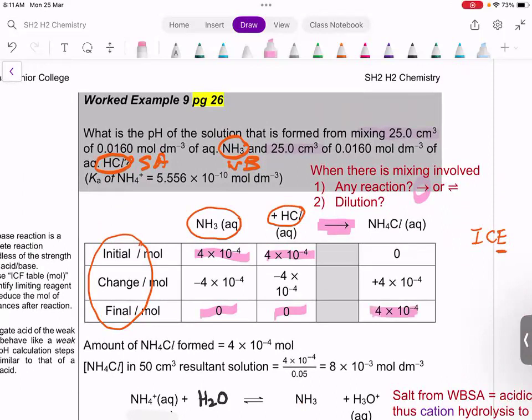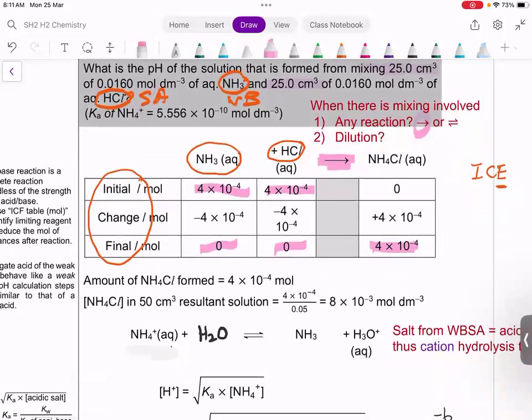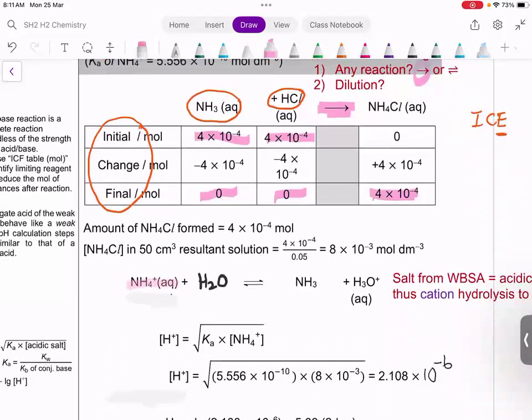Okay, so in other words, you are looking at a salt solution, nothing else. Just a salt solution. We know that this is an acidic salt. Therefore, my cation will be the one that undergoes hydrolysis, and H plus will be released as a result. Acidic salt, H plus is released.